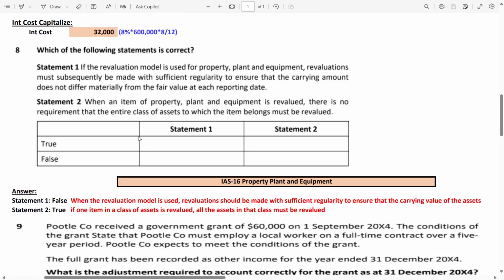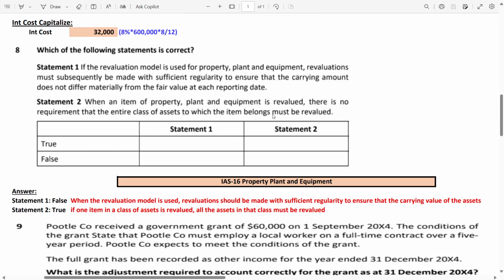Okay guys. Statement number 2. When an item of property, plant and equipment is revalued, there is no requirement that the entire class of assets to which the item belongs must be revalued. If you have watched the previous lecture in which we have covered 5 questions from 1 to 5.